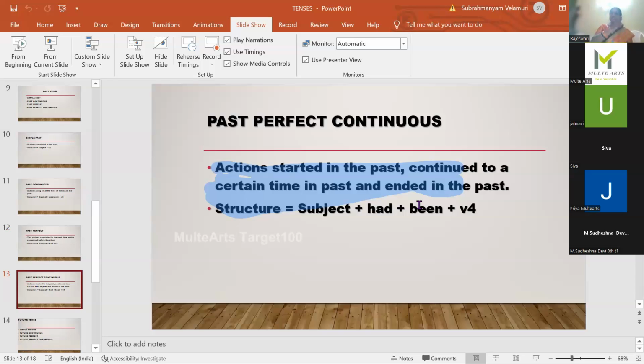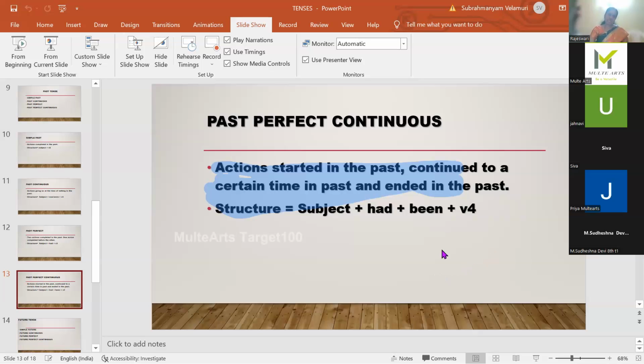So that is said to be past perfect continuous. Started somewhere in the past, continued to a certain time and ended in the past. So he ended up there. Such type of actions which started in the past, continued to a certain time and ended in the past refer to past perfect continuous. So the structure will be subject plus had plus been. Been will be compulsory for all perfect continuous, and the verb is going to be in ing form only.